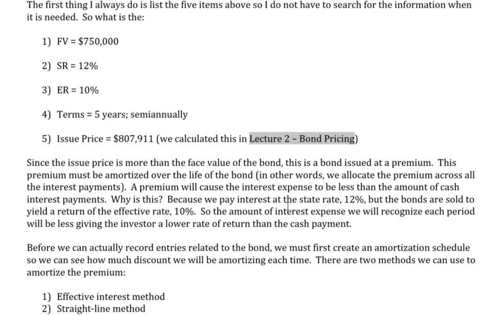Now notice, since the issue price is more than face value, this bond is issued at a premium, which is what we expected because our stated rate of 12% is greater than the effective rate. Or another way to say that, the effective rate is less than the stated rate.